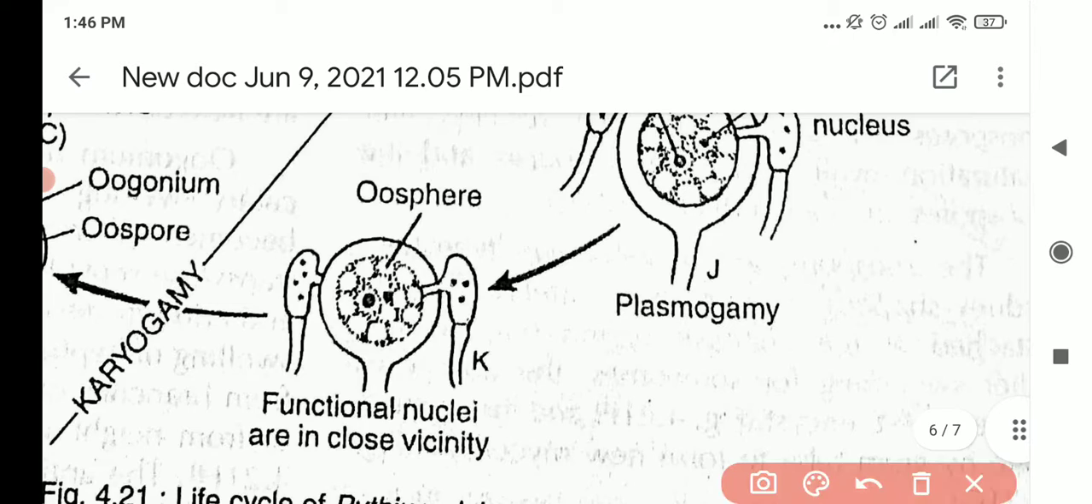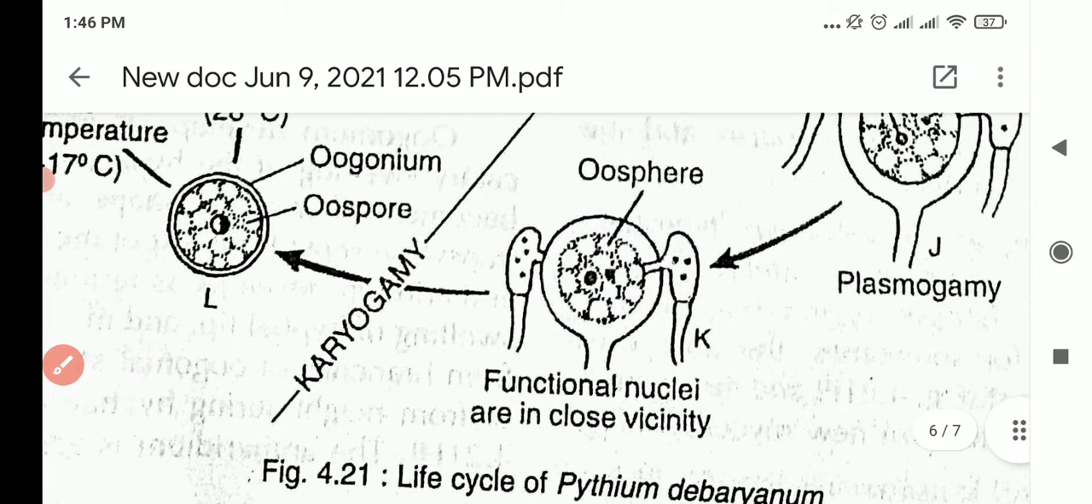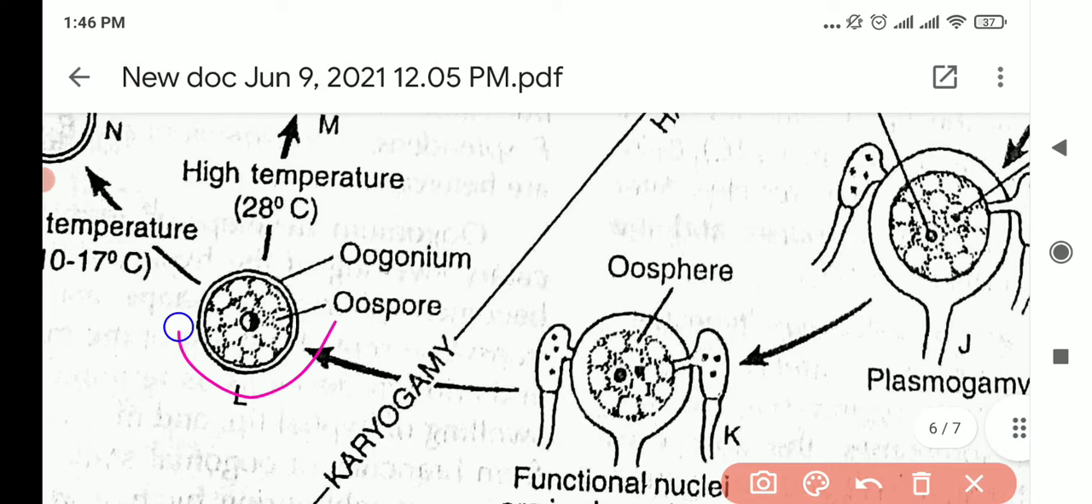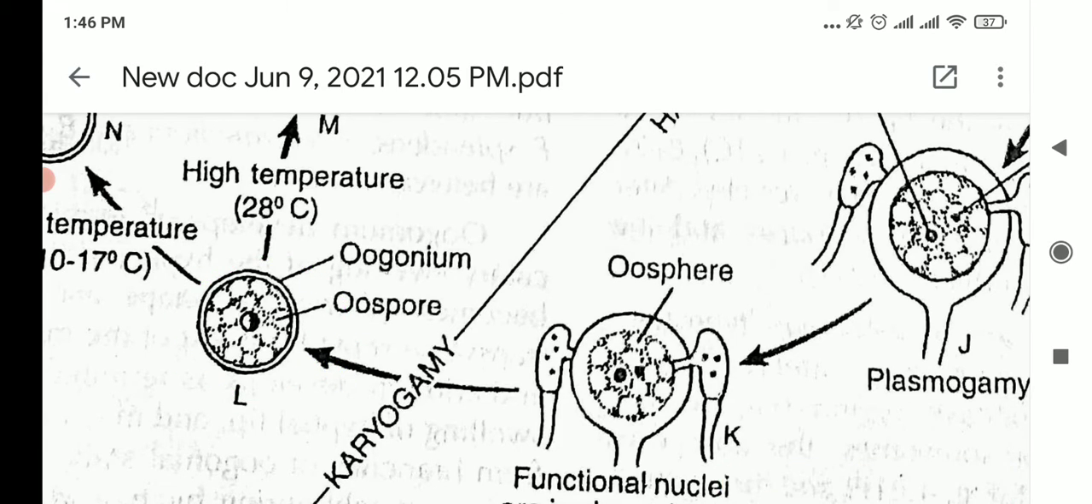So here they are coming close. Okay, and the nuclei will start to fuse. When they fuse, they'll become the zygote or the oospore. Okay, let's pause here and see what they have written, otherwise it will be too heavy.